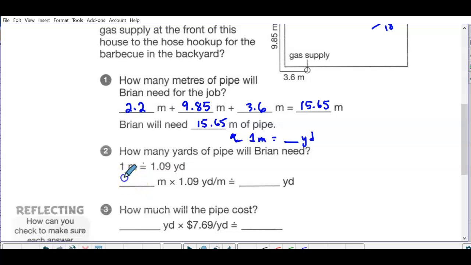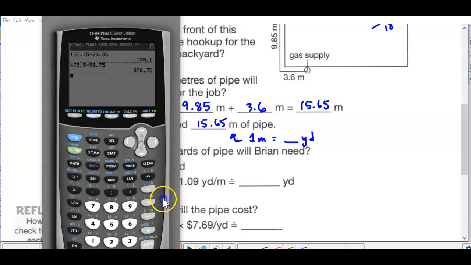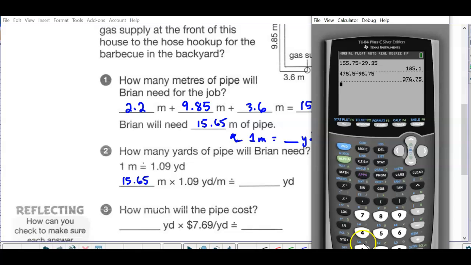So we have 15.65 meters multiplied by 1.09. So I'll do this together with you. 15.65 times 1.09. Okay, so that's 17.0585 yards. I'm not going to round anything because you've got to make sure you get enough material, right? Then I will use all of that.